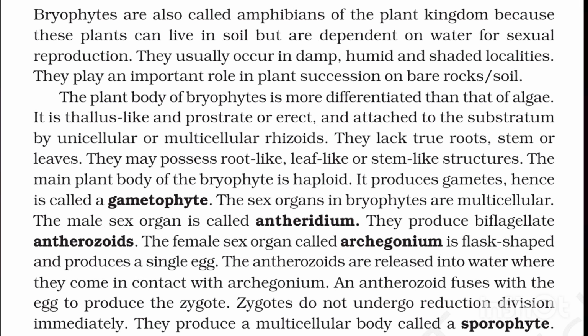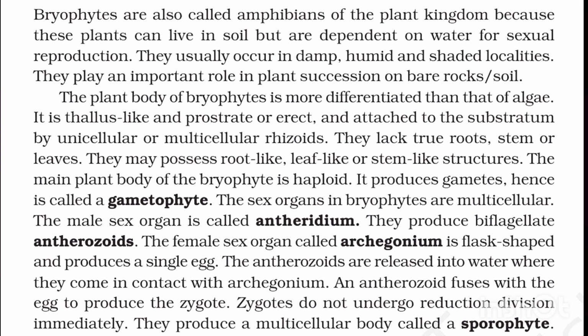The main plant body of the bryophyte is haploid. It produces gametes, hence is called a gametophyte. The sex organs in bryophytes are multicellular. The male sex organ is called antheridium. They produce biflagellate antherozoids. The female sex organ called archegonium is flask-shaped and produces a single egg.